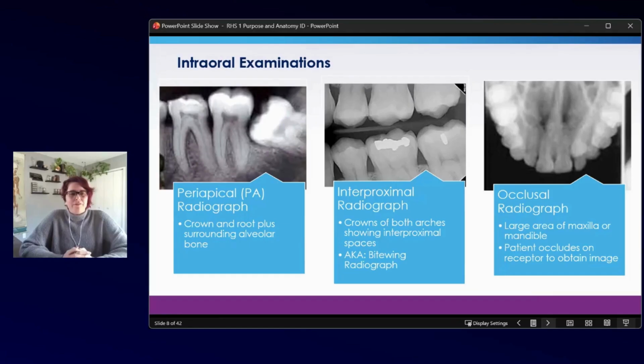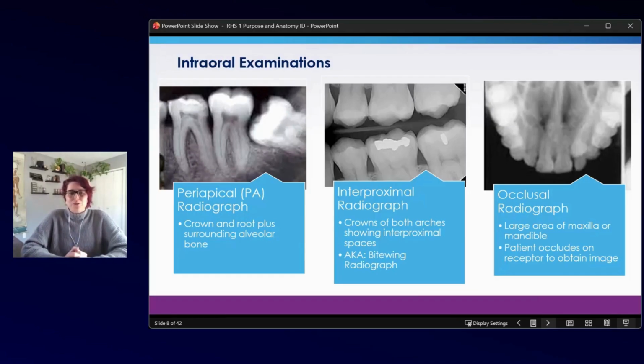Our next radiographic exam is an interproximal radiograph. The term interproximal means between the teeth. So when we look at these radiographs, we are looking for the crowns of both arches, the maxillary and mandibular arch, and we're looking at those interproximal spaces. These are often referred to as bite wing radiographs because when we expose them, oftentimes there is a little cardboard tab on the side that we bite down on, and it looks like a little wing sticking out of the receptor. So you may hear these referred to as a bite wing.